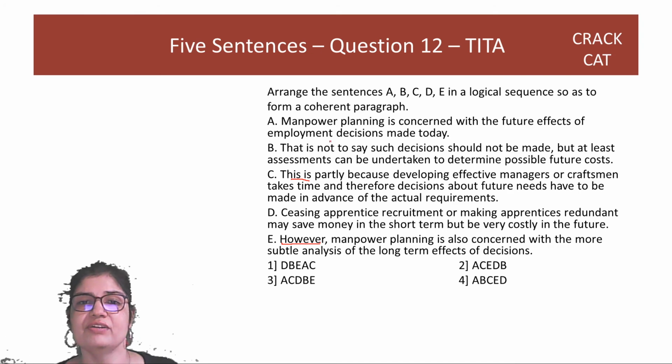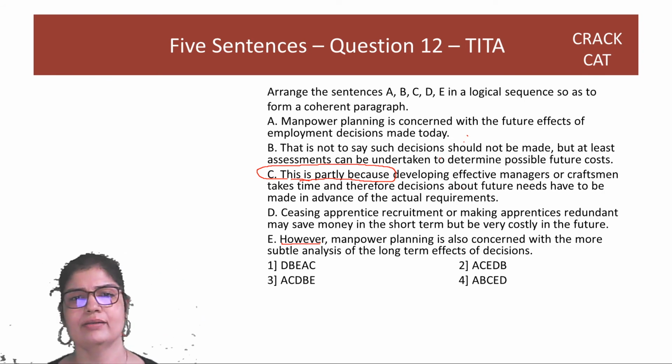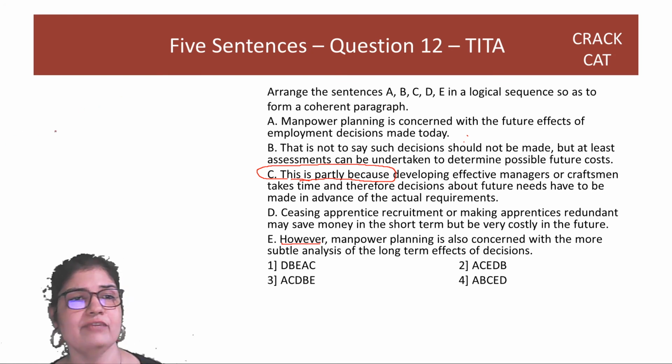Is concerned with future effects of employment decisions made today. And why is it concerned? This is partly because, so you see, C explains A. Developing effective managers and therefore decisions about future needs have to be made in advance. So C has to follow A. Of course, A has to begin, right? I hope there's no confusion there. Manpower is concerned with certain things, not to say such decisions. This is partly because D is just an example, E is however. So A has to begin. And A is explained further by C. So it has to be A and C. So we can eliminate these two options.